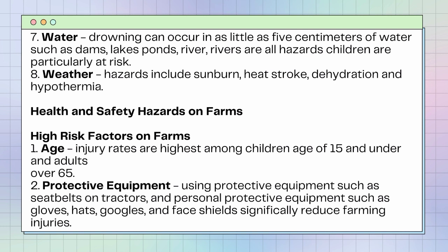Health and safety hazards on the farm. High risk factors on farms. Number 1. Age. Injury rates are highest among children 15 and under and adults over 65. 2. Protective equipment. Using protective equipment such as seat belts on tractors and personal protective equipment such as gloves, hats, goggles, and face shields significantly reduces farming injuries.